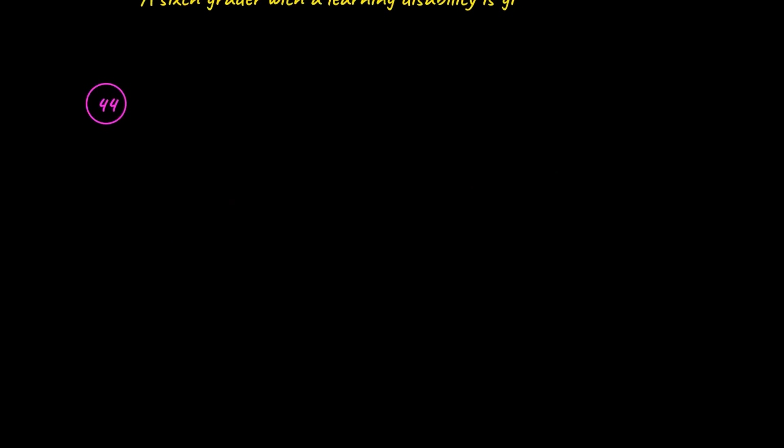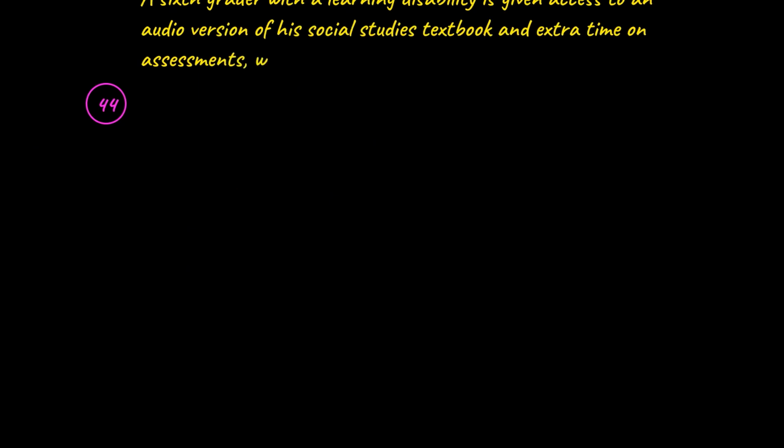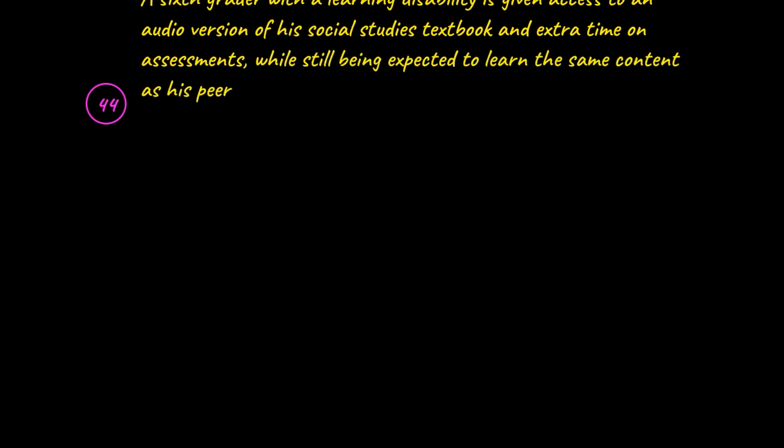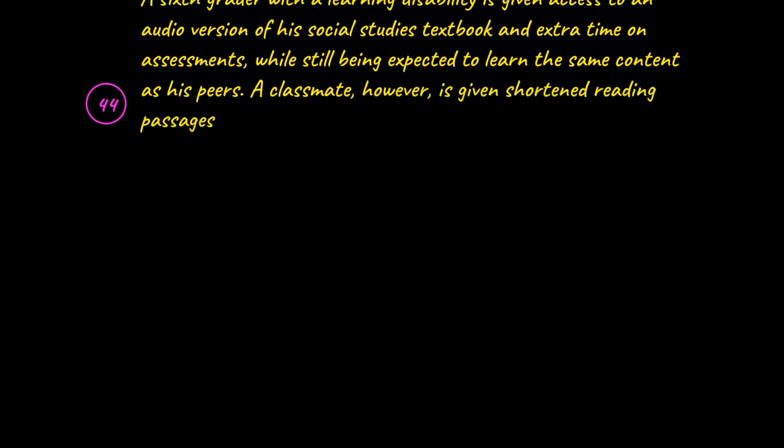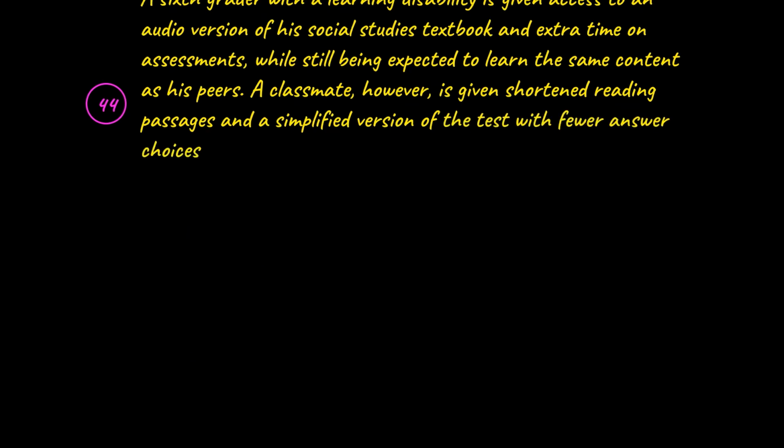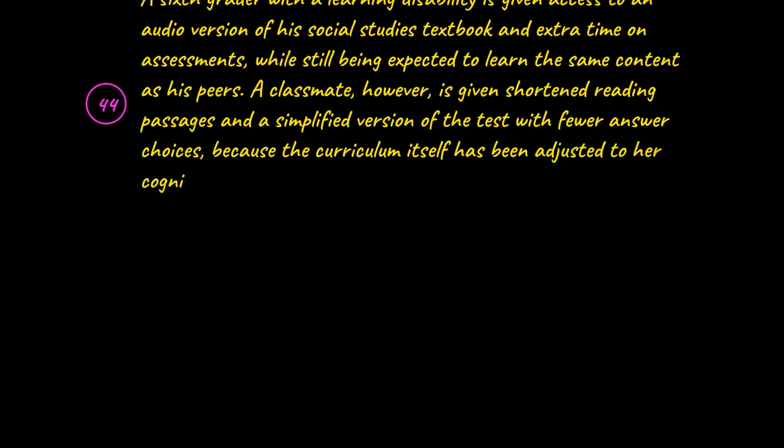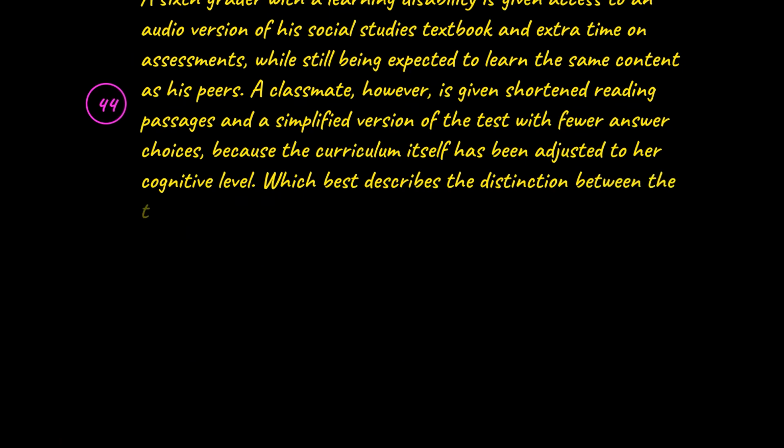A sixth grader with a learning disability is given access to an audio version of his social studies textbook and extra time on assessments, while still being expected to learn the same content as his peers. A classmate, however, is given shortened reading passages and a simplified version of the test with fewer answer choices, because the curriculum itself has been adjusted to her cognitive level, which best describes the distinction between the two student supports.